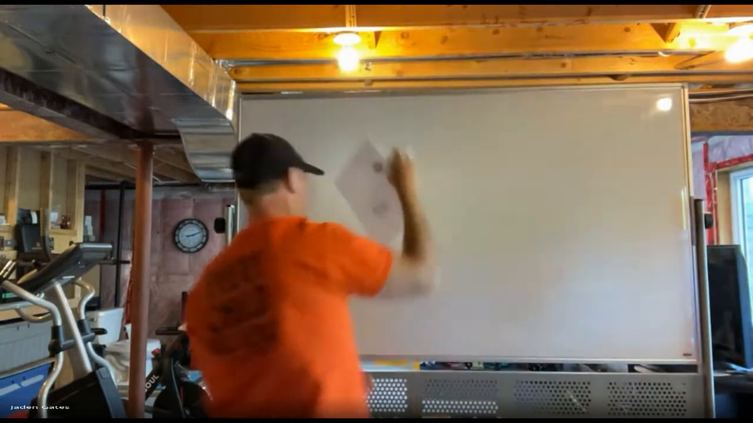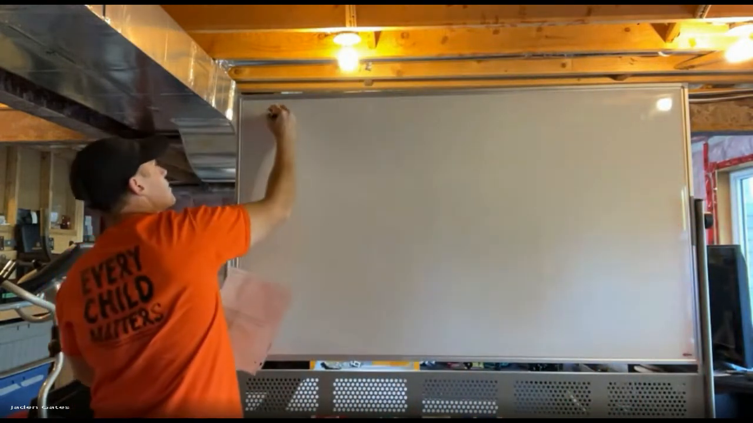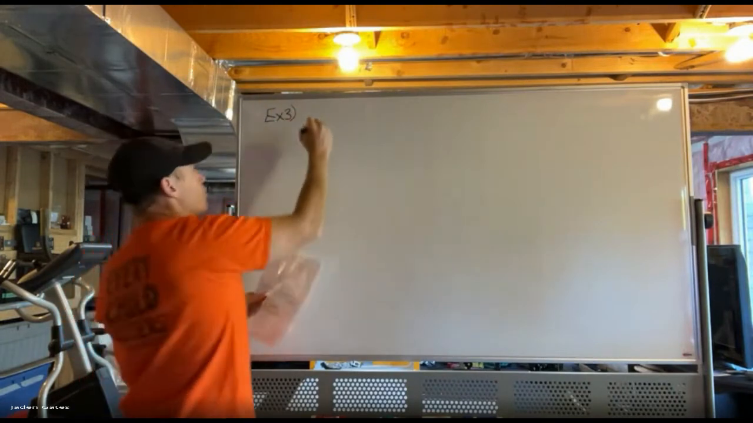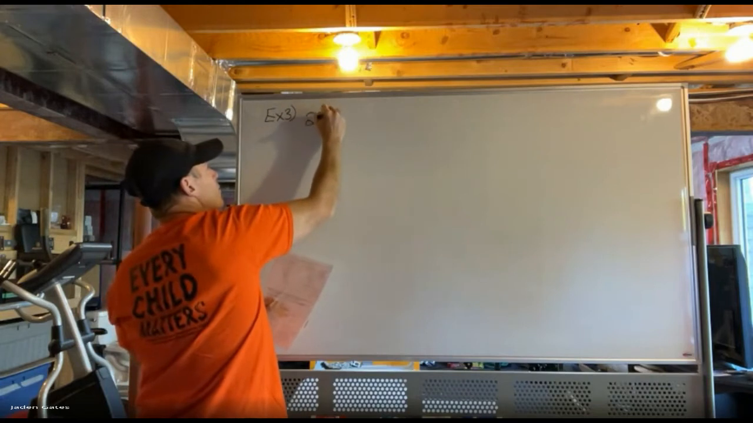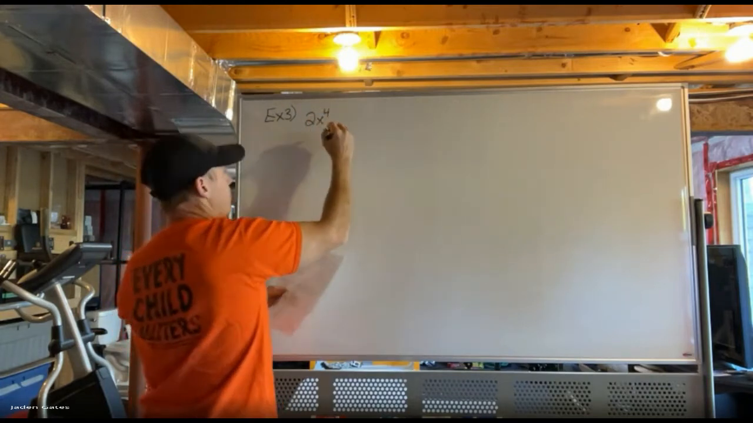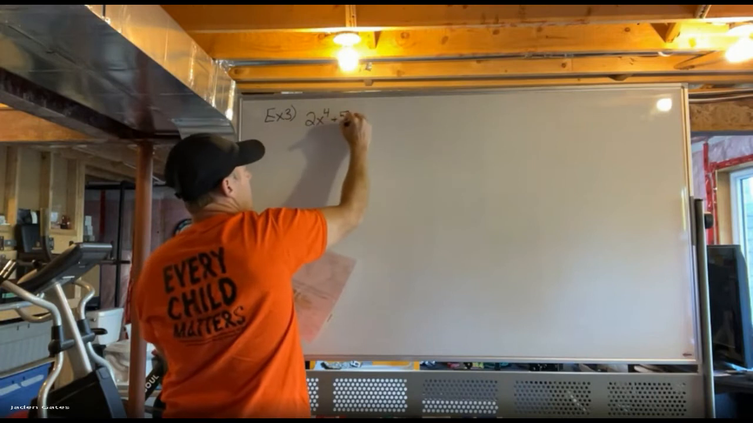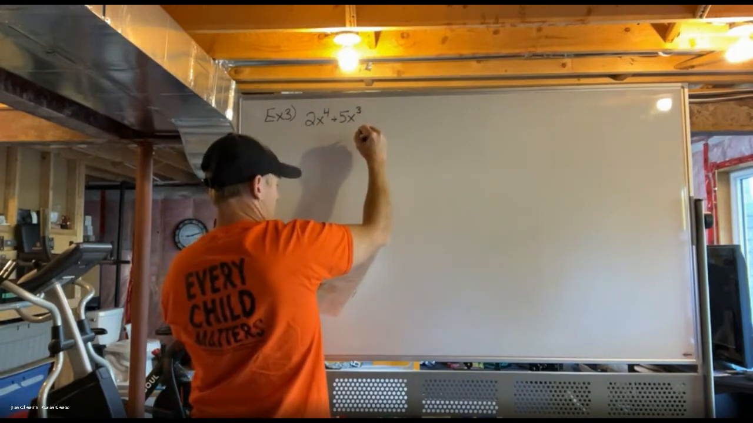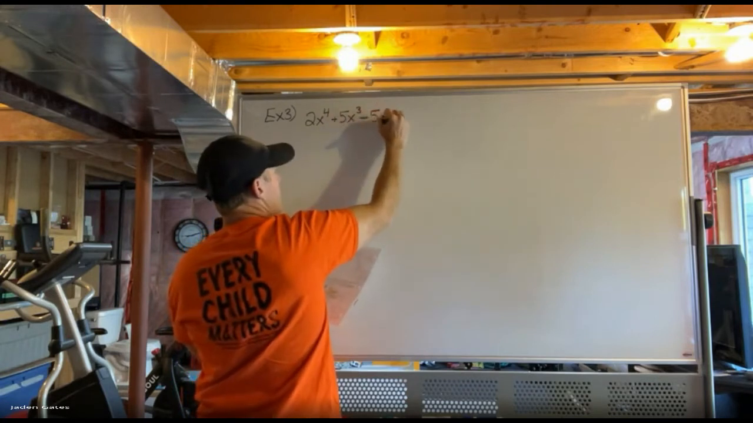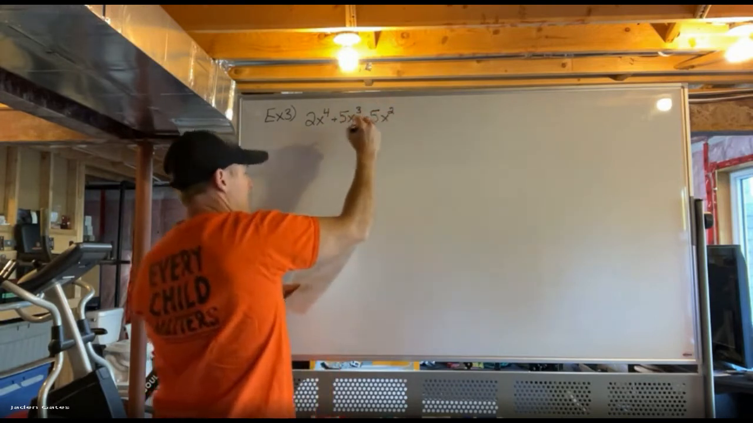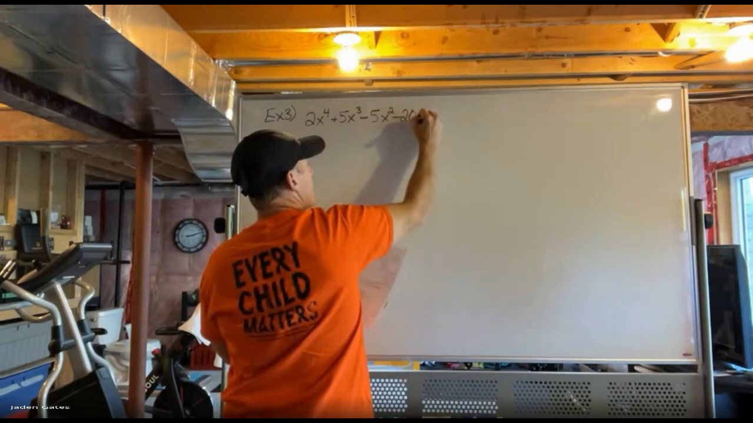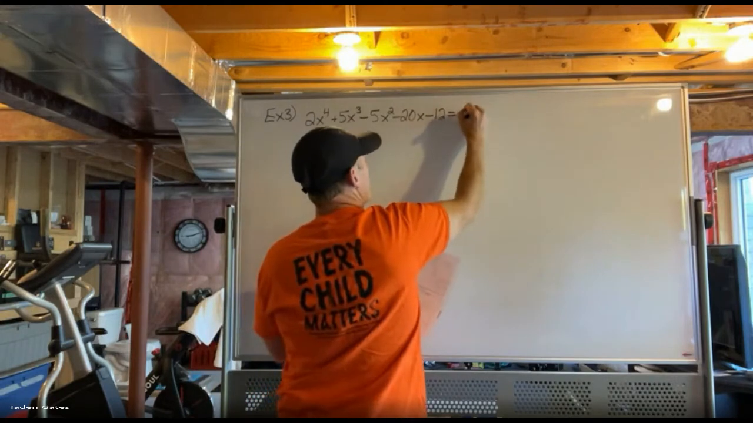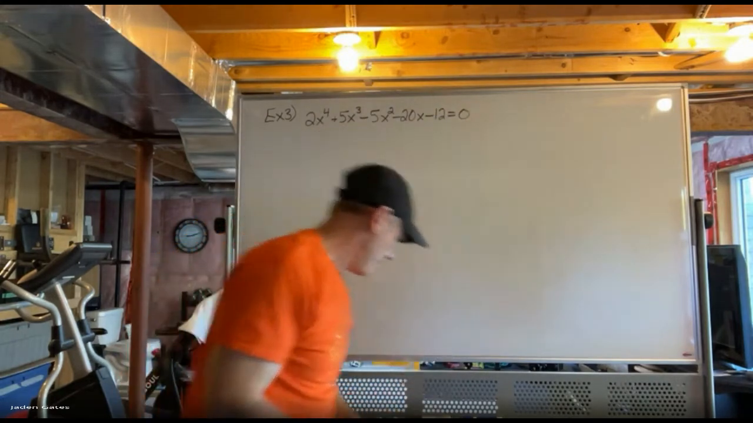All right. So example number 3 is this. We've got 2x to the 4th plus 5x cubed minus 5x squared minus 20x minus 12 equals 0.